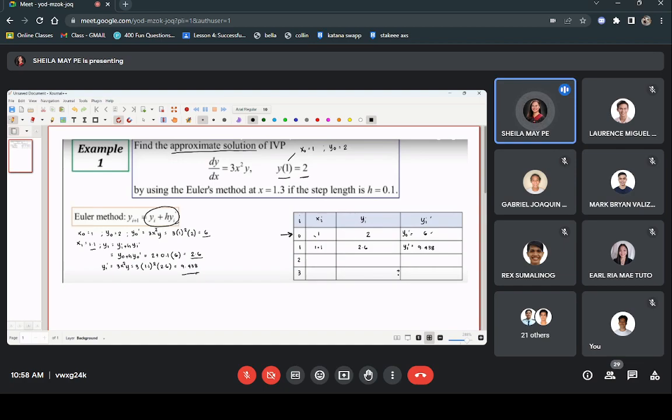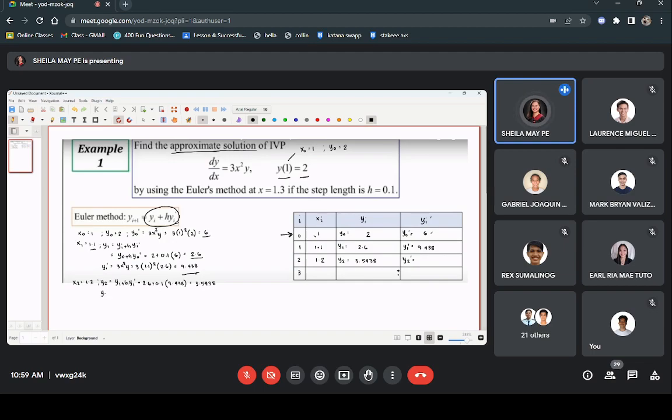Now we need to find our y2. In here, x is 1.1 plus 0.1, so that's 1.2. Having x2 at 1.2, we need to find our y2. In finding our y2, we use the previous y, which is y1 plus h times y1 prime. So y1 is 2.6 plus 0.1 times y1 prime, which is 9.438. This gives us 3.5438. So that is our y2, 3.5438.